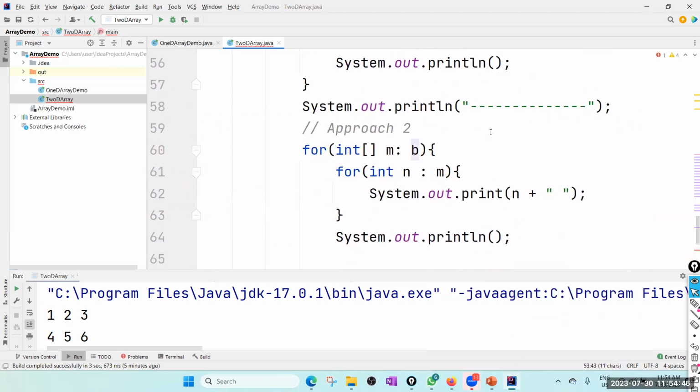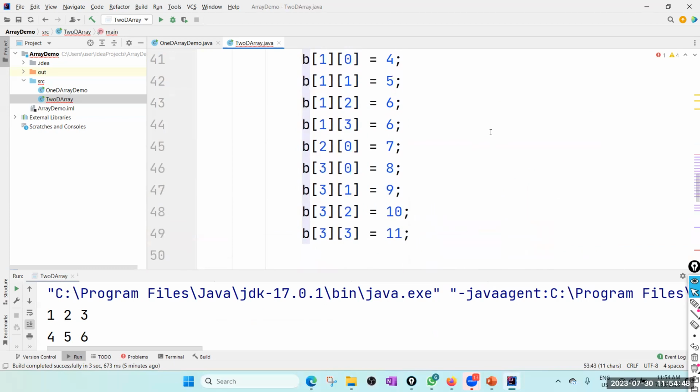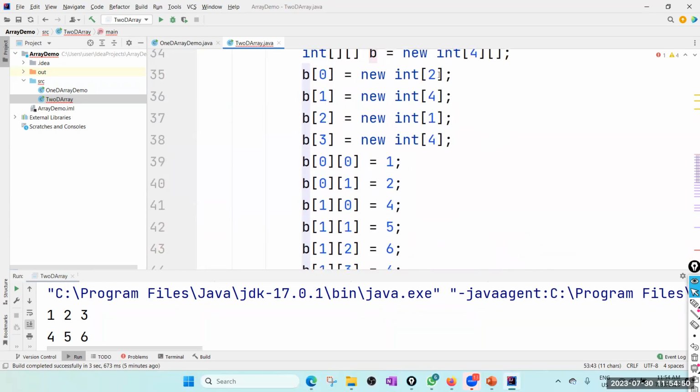Now let's run it. Now our array is an odd shape array. 2 elements, 4 elements, 1 element, again 4 elements.